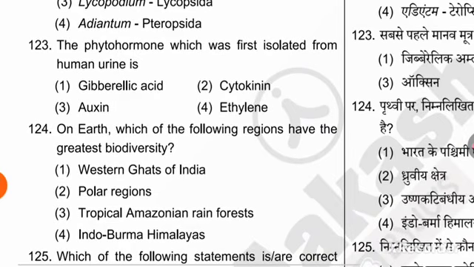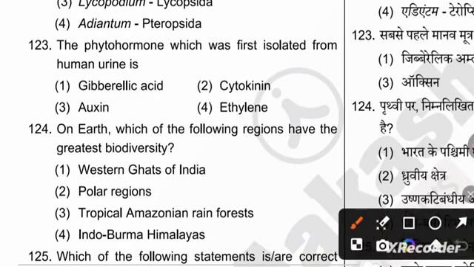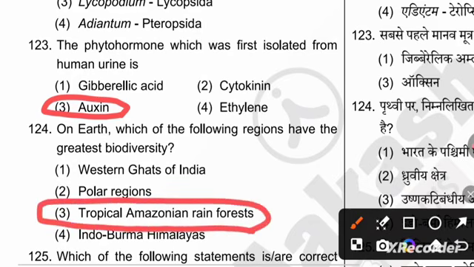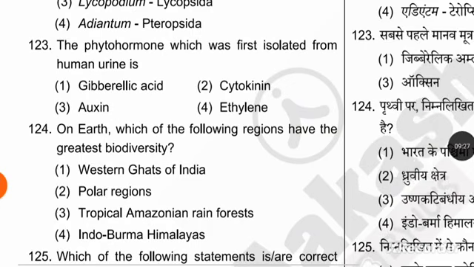The phytohormone which was first isolated from human urine, the first plant hormone isolated, was auxin. Then on earth, which of the following regions has the greatest biodiversity? You can find it in the tropical Amazon rainforest. Let us move to the next question, children.